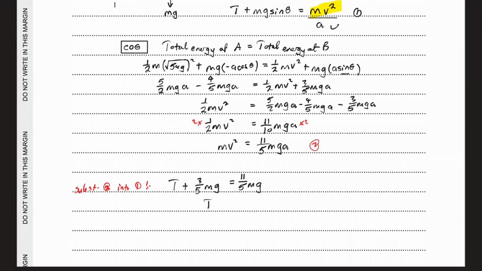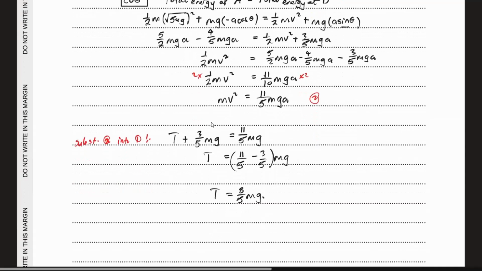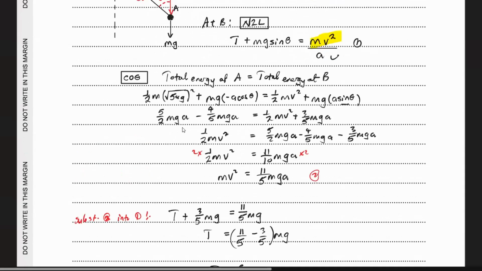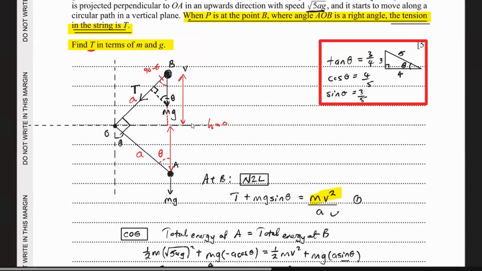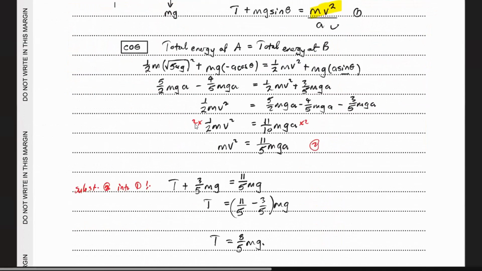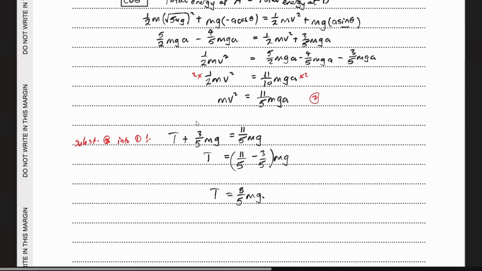So to get T, it will be 11 over 5 minus 3 over 5 all of mg. So we will get T coming out as 8 over 5 of mg. So the answer here is T is 8 over 5. Does that look like a proper 5? So 8 over 5 of mg. So that's how we find T in terms of mg for this particular question.